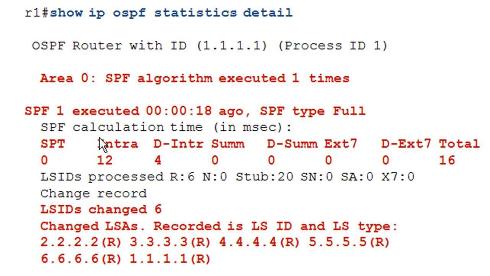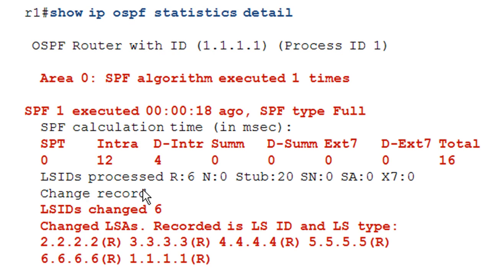Then we get the same fields that we did with the show ip ospf statistics, SPT. That one I'm not sure on what that is, to be honest. But then we got the same fields here with the intra area, delete, intra area, summary, blah, blah, blah. You know how this goes. This is the guy that we're keying in on. The total was 16 milliseconds, and that is made up of the sum of the intra area and deletion of intra area, which was 12 and 4 milliseconds, respectively. Gives you a little bit more detail here.